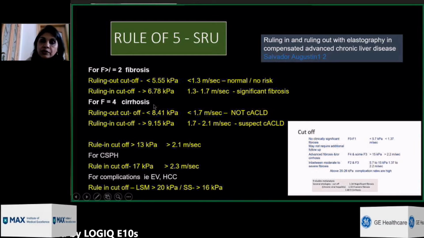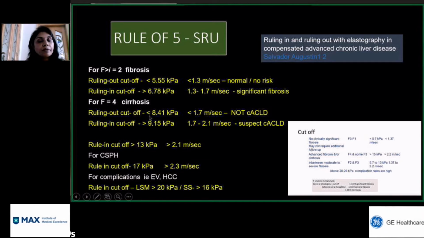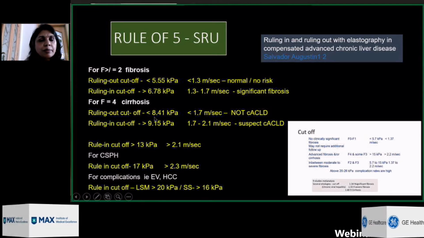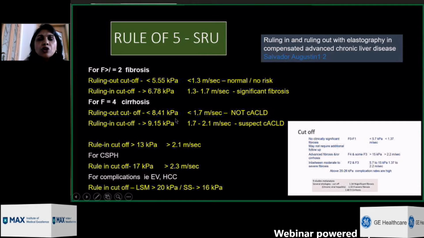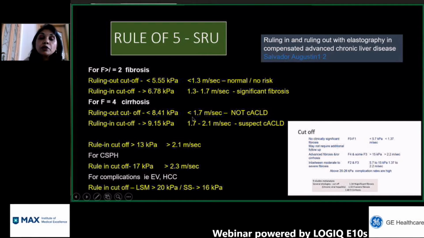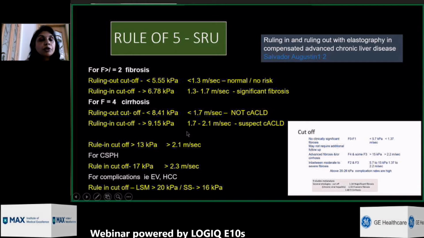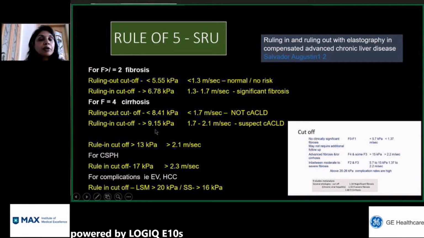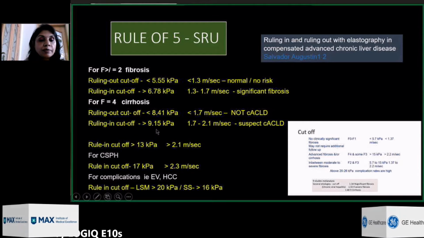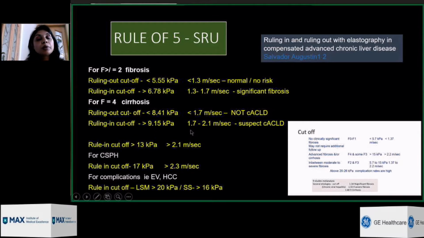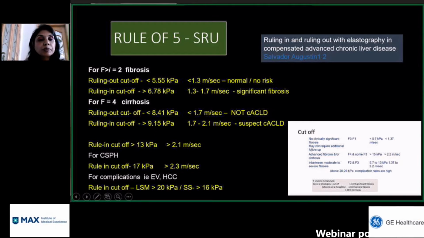For cirrhosis, again, the rule out cutoff is if it's less than 8.41 kPa, we'll say no, we're really not into the cirrhosis stage, and the velocities are less than 1.7 meters per second. In the same manner, ruling in is if the Kp is greater than 9.15 kPa and the velocities stay in 1.7 to 2.1 meters per second.